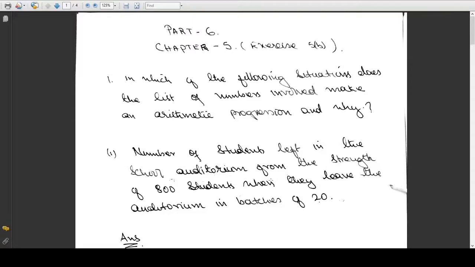Welcome again. Now we'll discuss part 6 of this chapter 5, which is on exercise 5b. Number 1 here: in which of the following situations does the list of numbers involved make an arithmetic progression, and why?